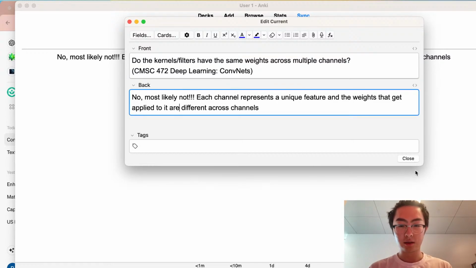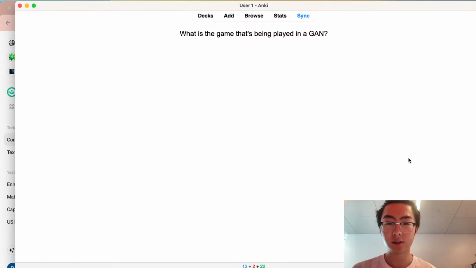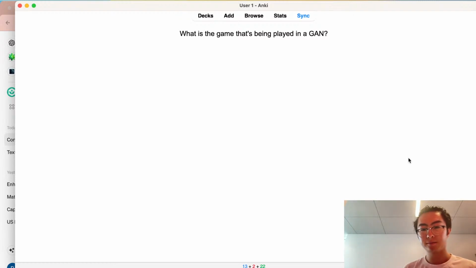Different channels. What is the game that's being played in a GAN? Right, so I think this is describing the idea that the generator is trying to generate a fake image, and the discriminator is trying to tell whether or not an image is real or fake. No, okay, a GAN isn't really trying to generate a fake image, sorry. The generator isn't trying to generate a fake image, but an image that is indistinguishable from being real or fake.